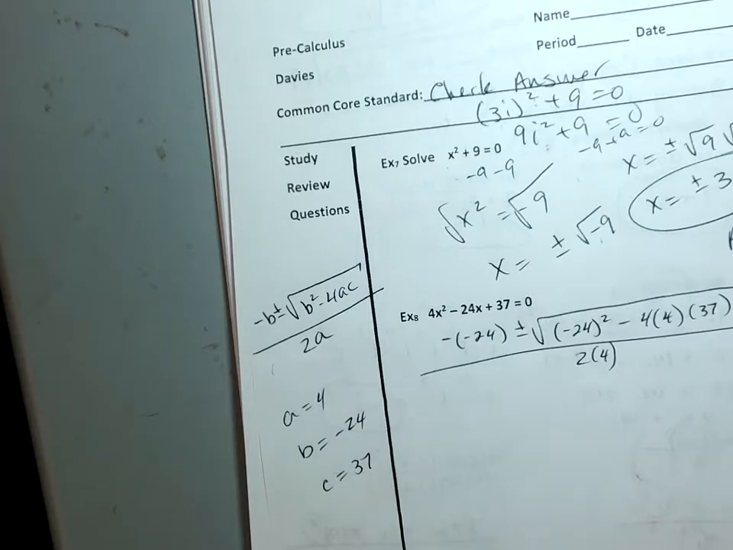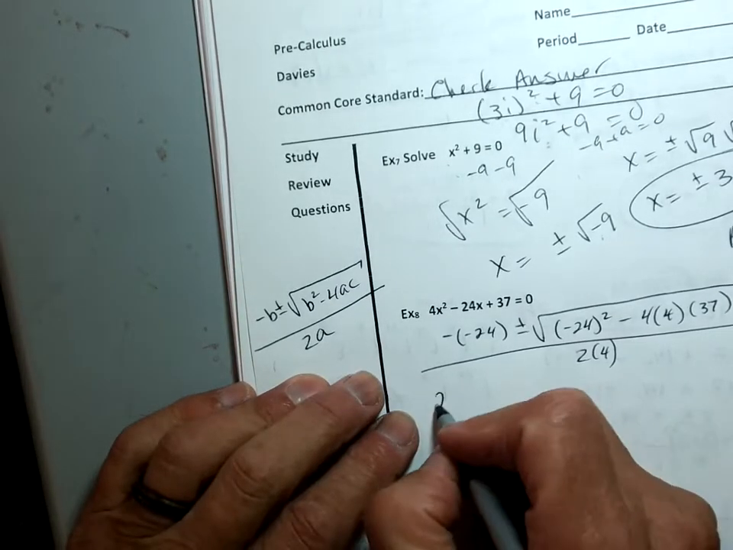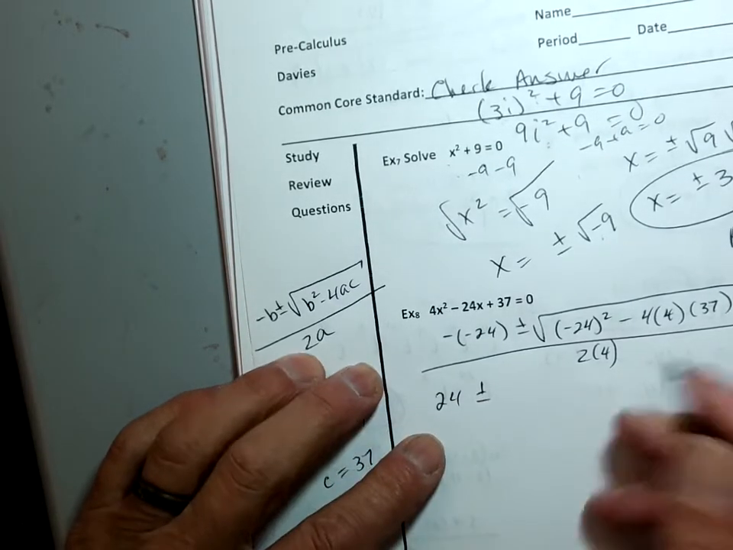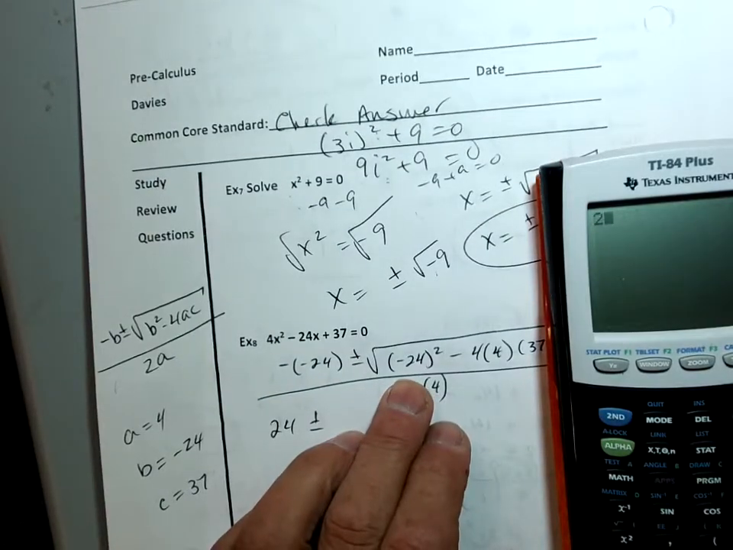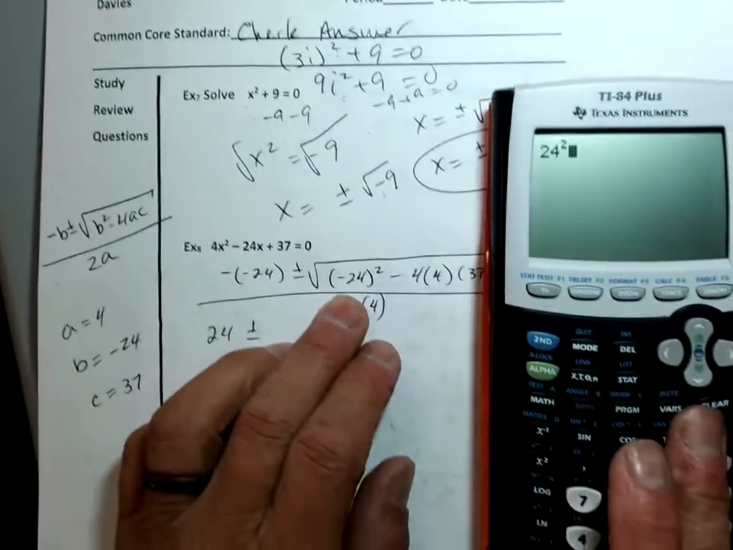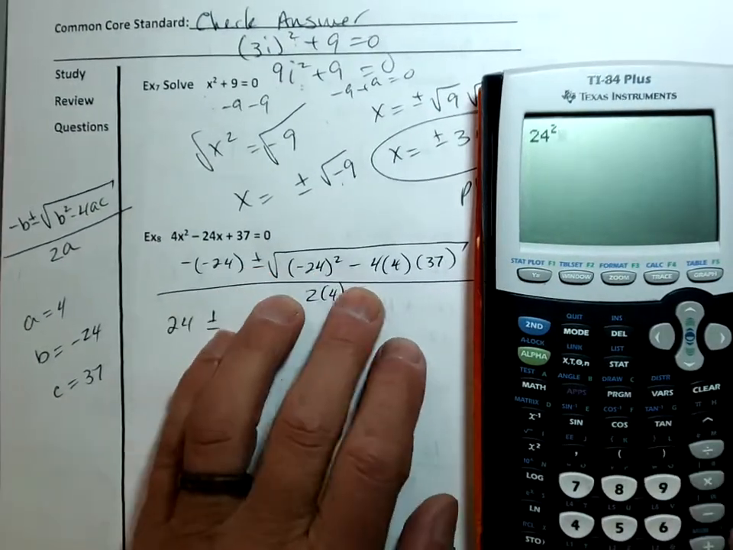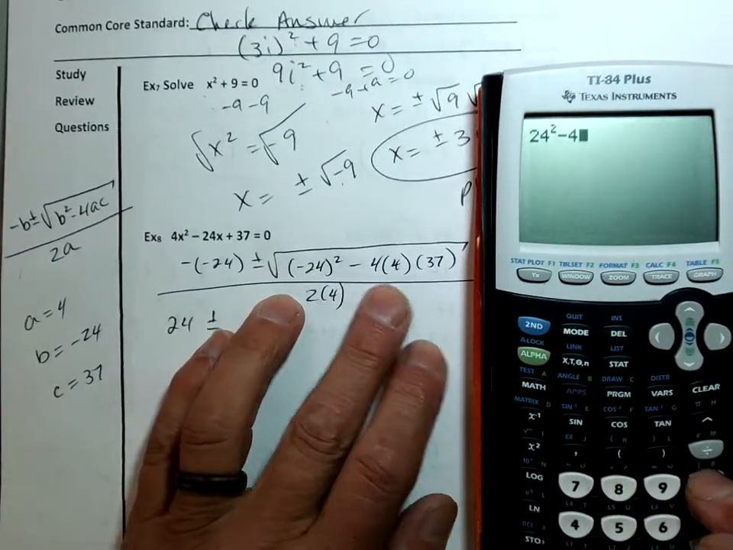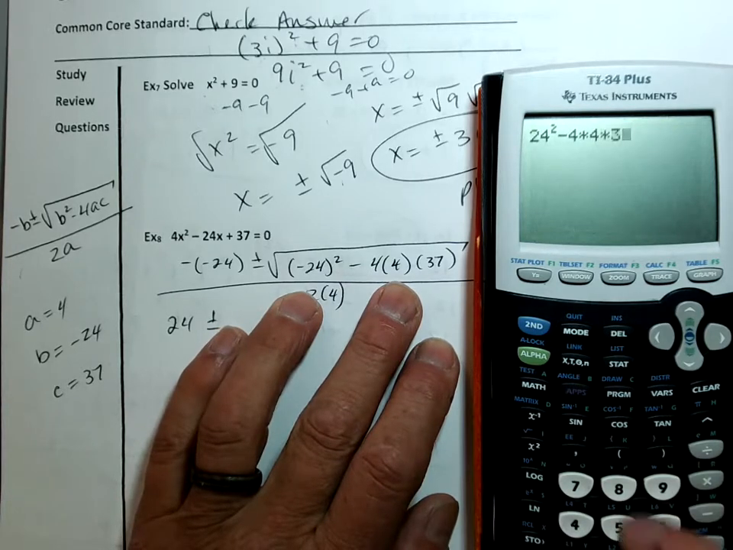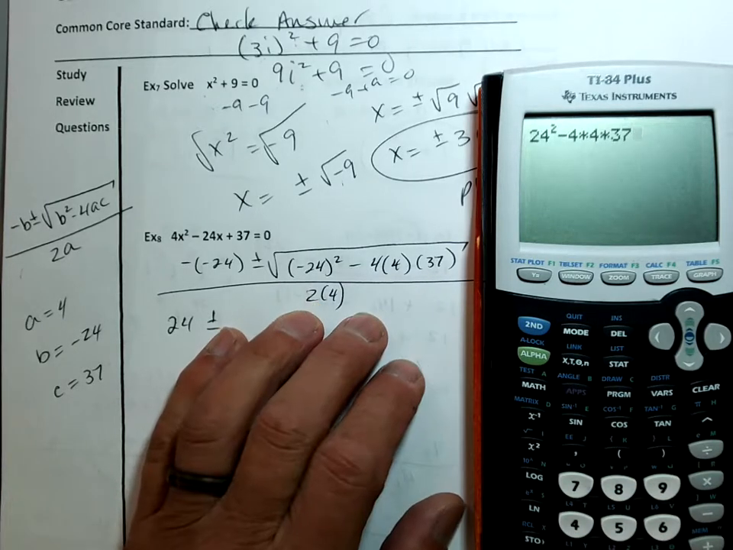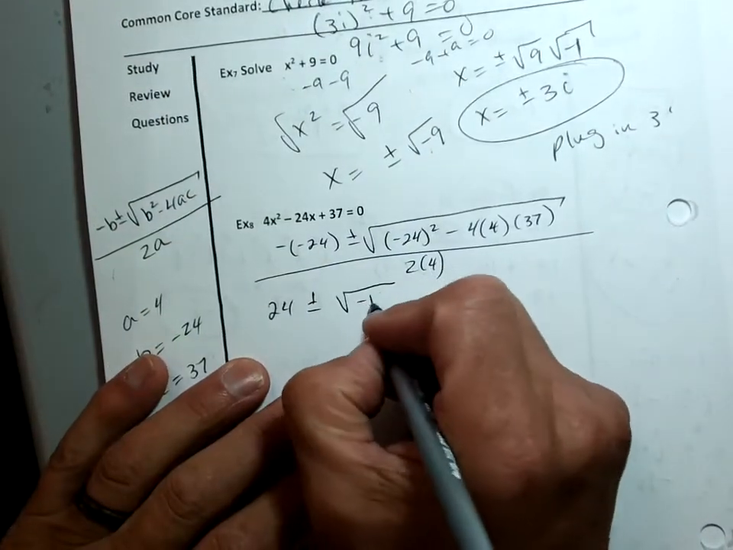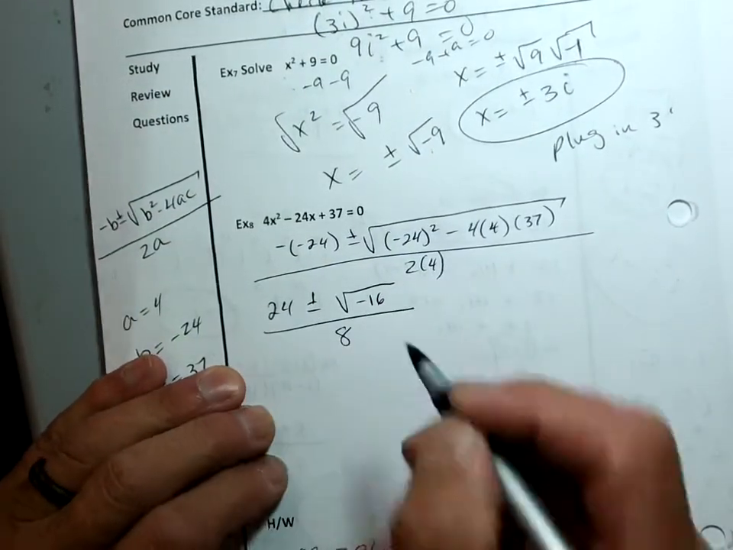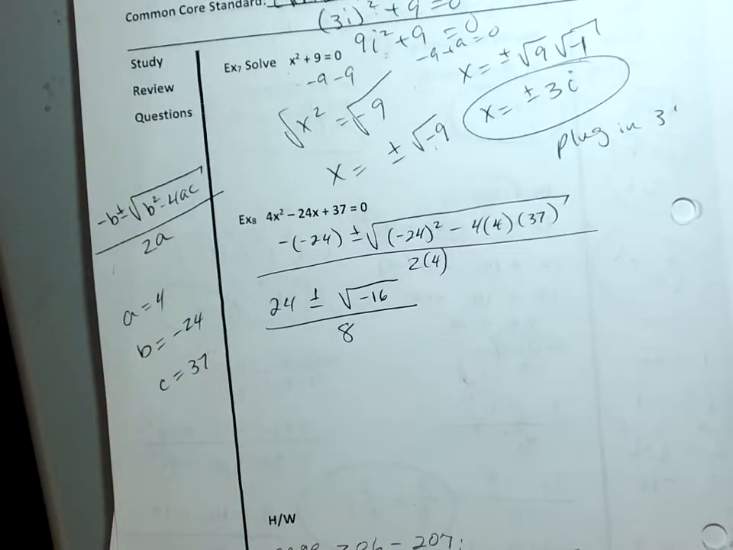Okay, so I'm really going to get a positive 24 plus or minus. I'm just going to save some time here and do all that in my calculator. What is 24 squared? Can you see that? Subtract 4 times 4 times 37. That whole expression is a negative 16. So square root of a negative 16 all over 8. Oh, wow. Now, square root of negative 16, what are you going to do?